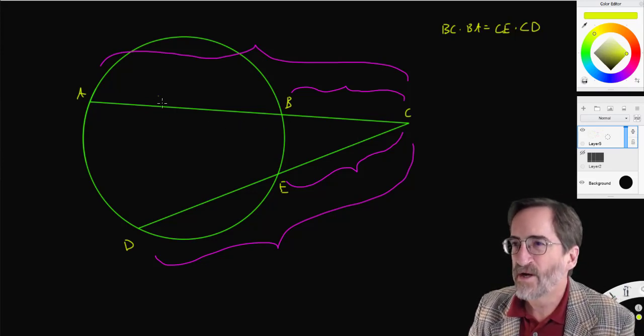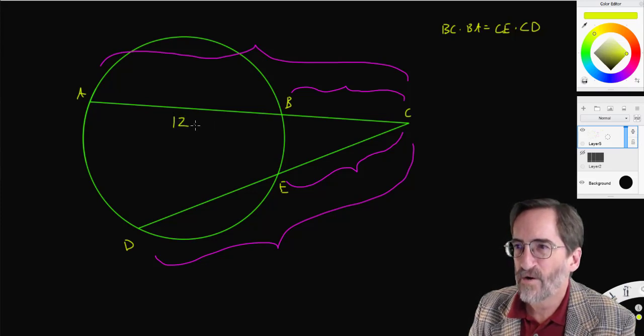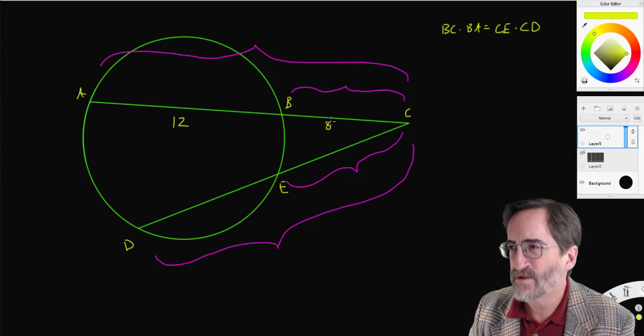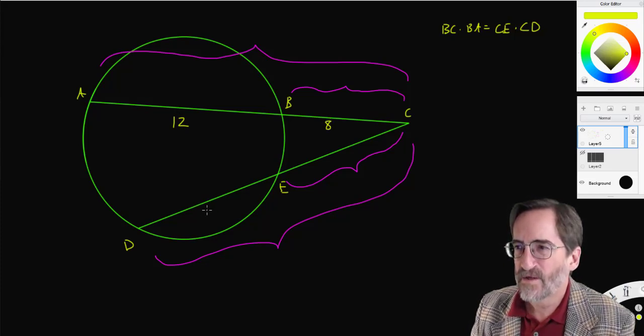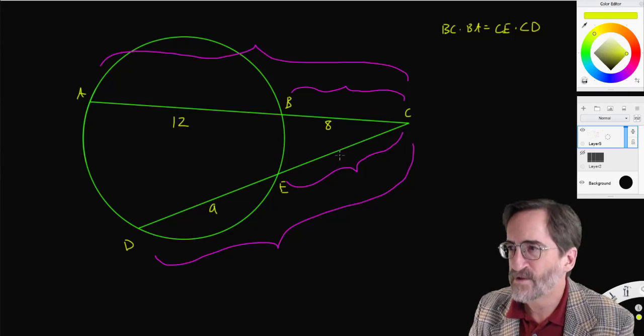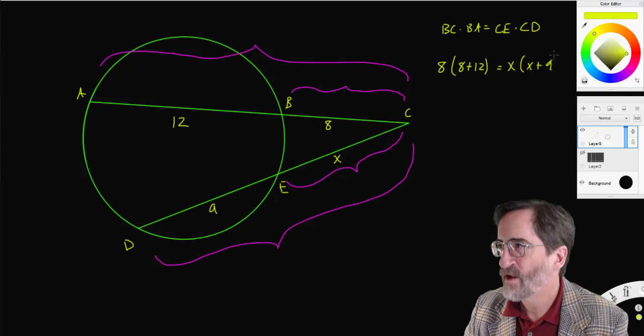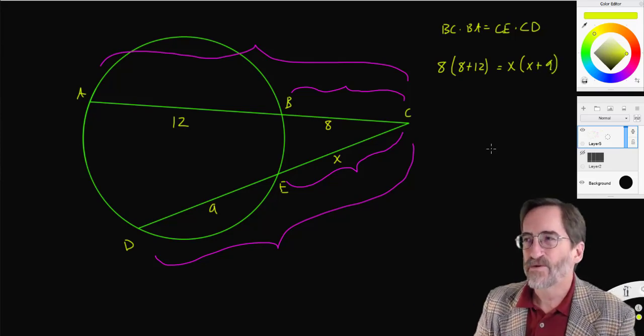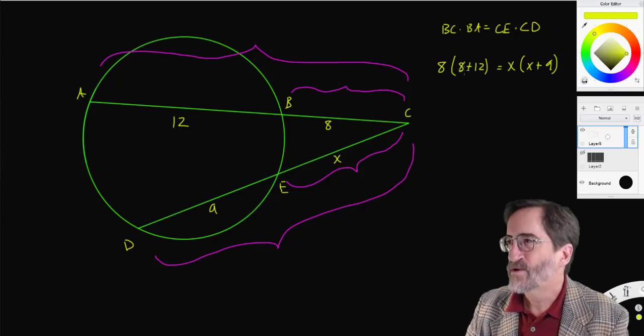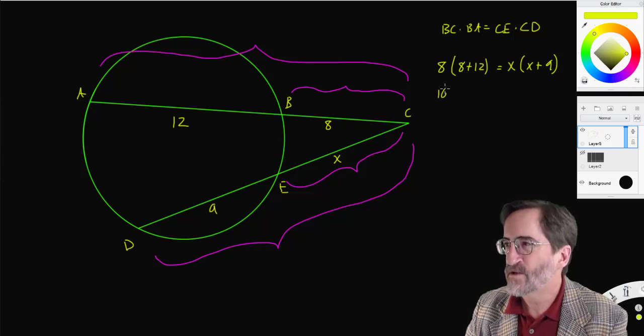All right, so let's supply some numbers. Let's say this is 12, and this is 8, and this is 9, and this is x. So the outside part, 8, times the whole thing, 8 plus 12, equals the outside part, x, times the whole thing, x plus 9. So this is the kind of equation you're going to end up getting. 8 plus 12 is 20, and 20 times 8 is 160. x times x is x squared, plus 9x.